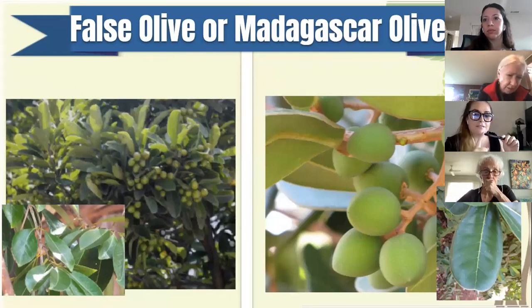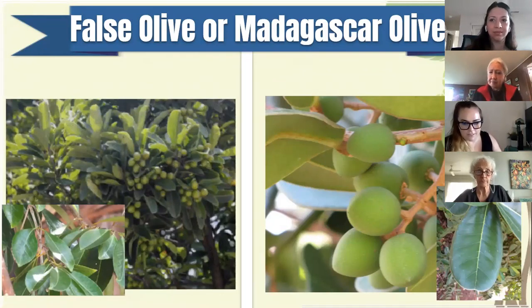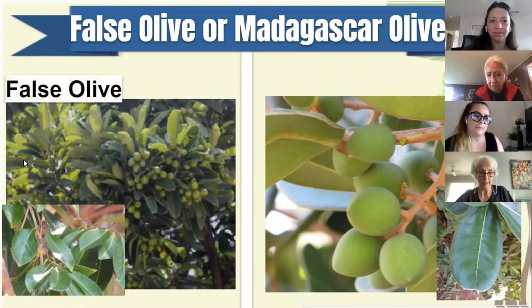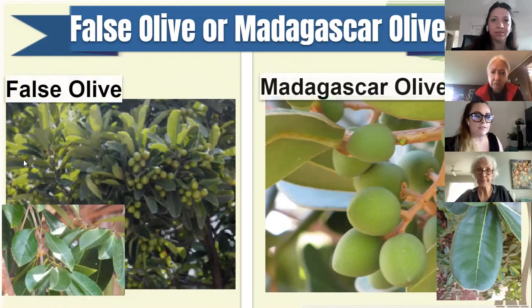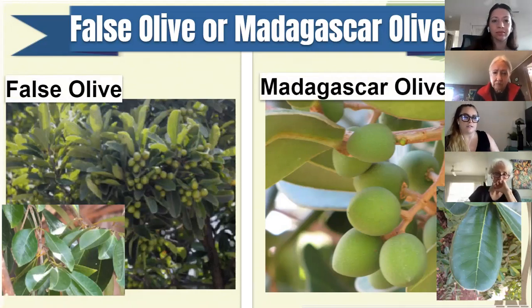Have I stumped you? This one's tough because we don't see these too often. They're not talked about that much. Ha, I've stumped you. I'm making a note of it. Going once, going twice. Okay, there we go. The one on the left is the false, and then we have the Madagascar. So let's look a little bit closer at these two species.